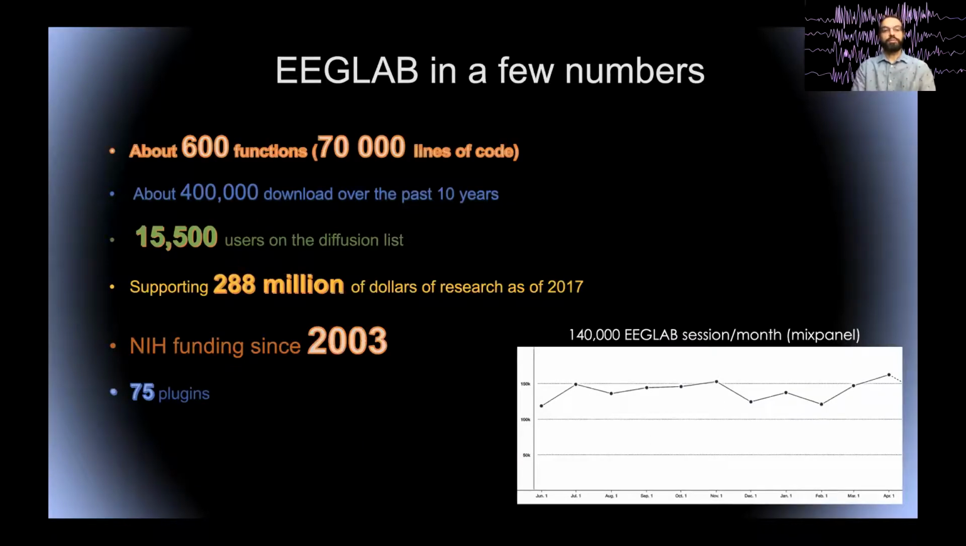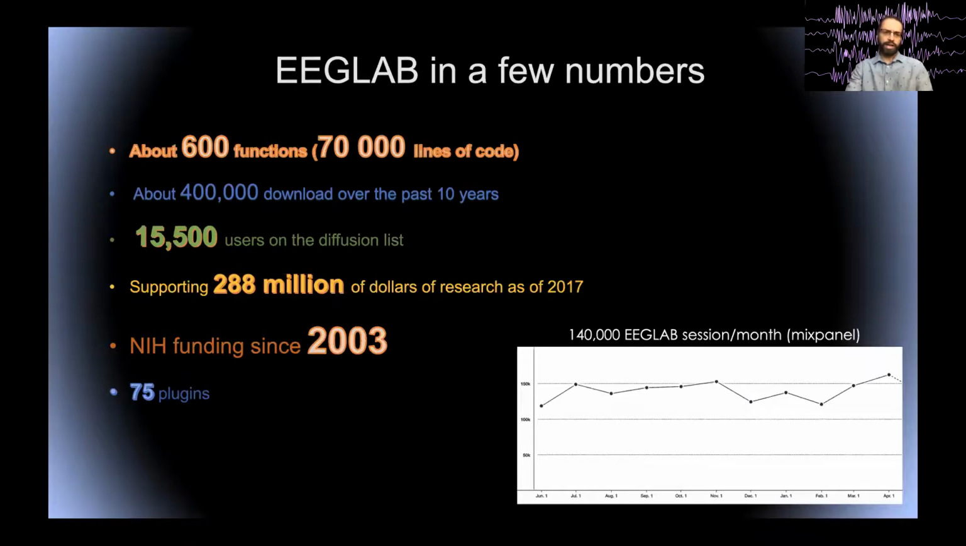And so in a few numbers, EEGLAB is about 600 functions, and they're all standalone functions, so each have their own documentation. And it's about 70,000 lines of code. It runs in a graphic interface, but as you use the graphic interface, it writes code for you that you can later reuse. There's about 400,000 downloads over the past 10 years.